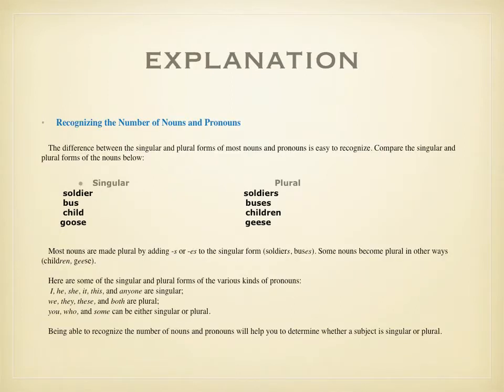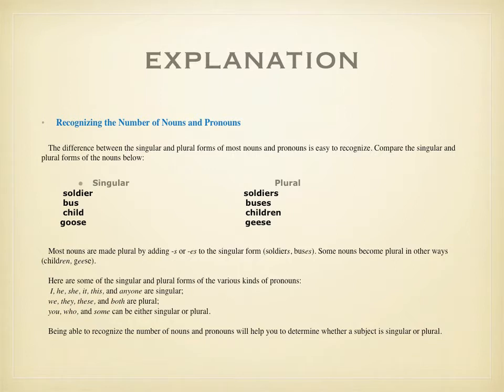Here is an explanation, at least in part, for nouns and pronouns. It's very easy to identify a singular from a plural noun. It typically will end in S or ES with some irregular exceptions. Soldier and soldiers, bus and buses are regular; child and children, goose and geese are irregular.